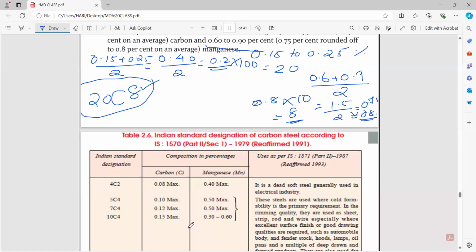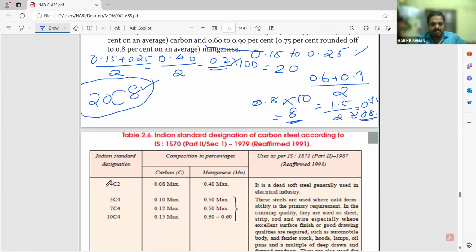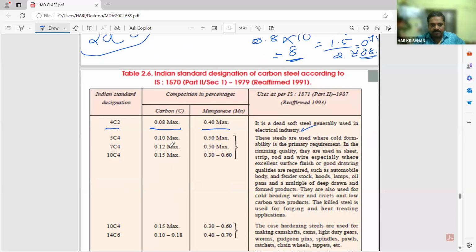Clear, okay. So there are some of the standard values, that is 4C2. 4C2 means carbon content is 0.08 and manganese content is 0.4. Okay, it is dead soft steel generally used for the electrical industry. Then 5C4. 5C4 means 0.10 will be the carbon content, 0.5 will be the manganese content. These steels are used when cold formability is the primary requirement.